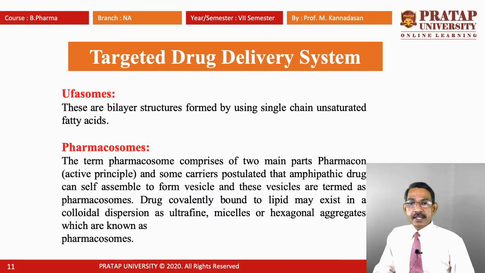Next, again a research area, ufasomes. Ufasomes are bilayer structures made by using single chain unsaturated fatty acids. In liposomes and niosomes, based on the number of lamellae, there are single layered or multi-lamellar systems, called unilamellar or multilamellar systems. But ufasomes have single layer lamellae prepared from single chain unsaturated fatty acids.